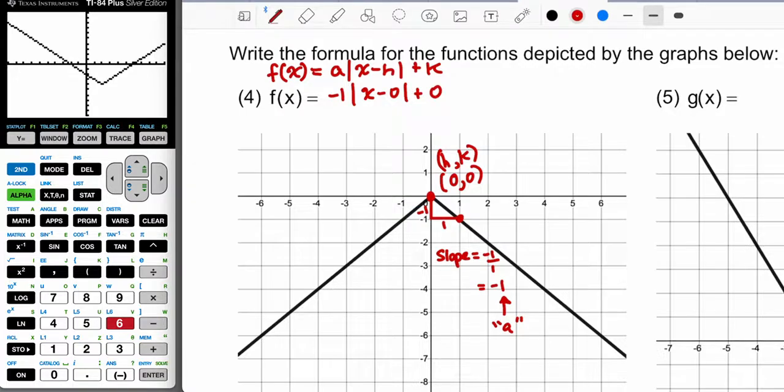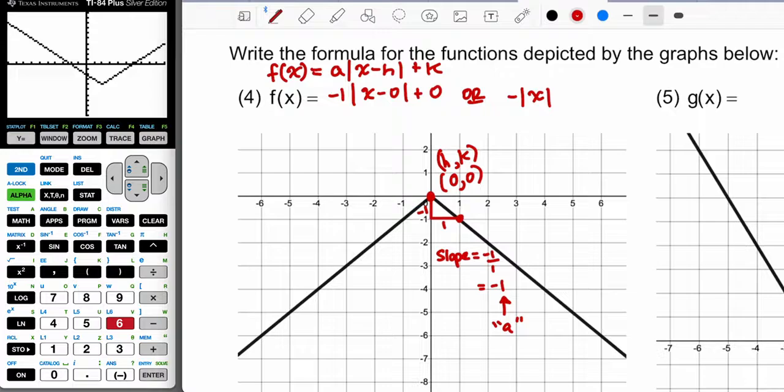Now, if you want to simplify this a little bit, you can, but it's not necessary. It's in a nice vertex form. It's properly formatted. But for the sake of a multiple choice question, maybe one of the choices is the simplified form of this, and this is not one of the choices. You got to be careful. So this could also be written as negative the absolute value of x.